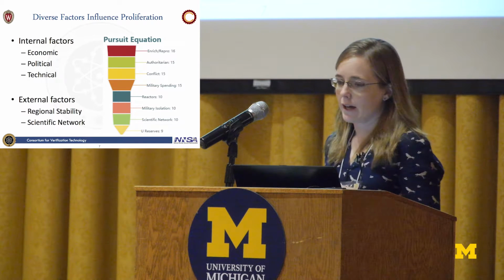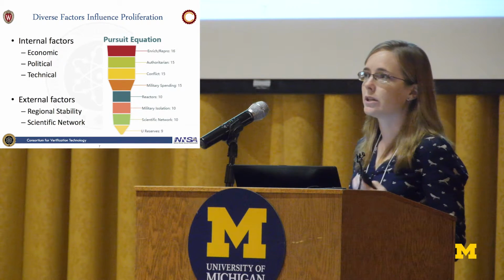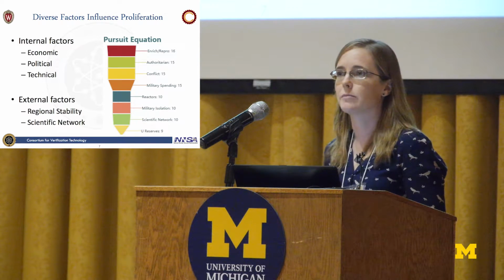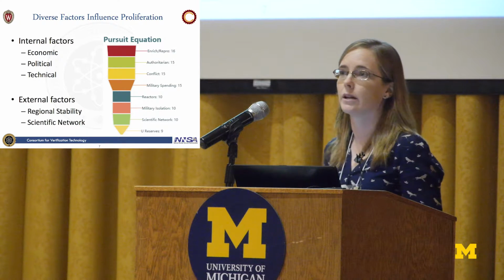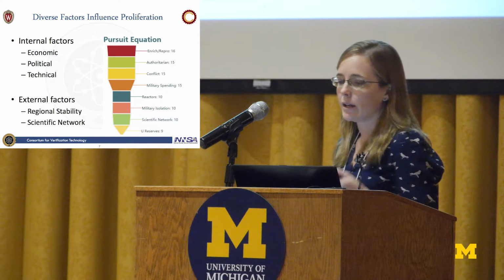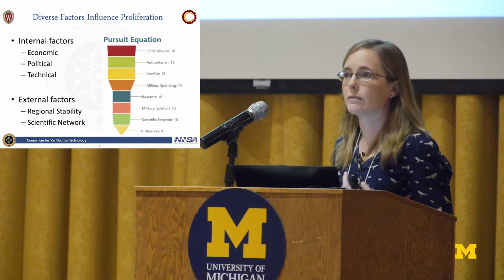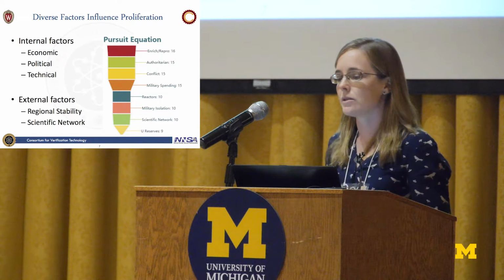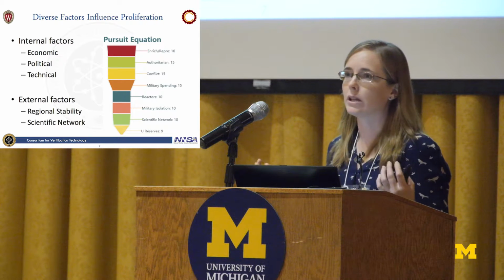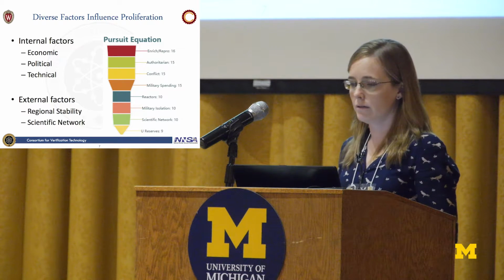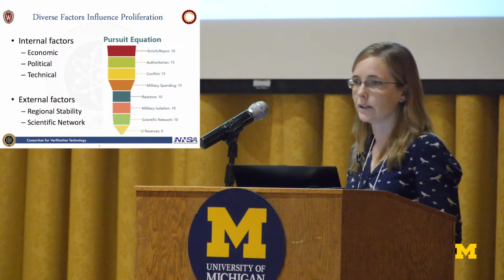So on the right, as I said, I have this funnel plot for the pursuit equation, and this is the equation that we've defined in our simulation that estimates the likelihood that a country will proliferate. And each one of the numbers going down the right-hand side shows the relative weighting of these factors. So we combine these factors just in a linear weighted equation to come up with our total likelihood of pursuit.